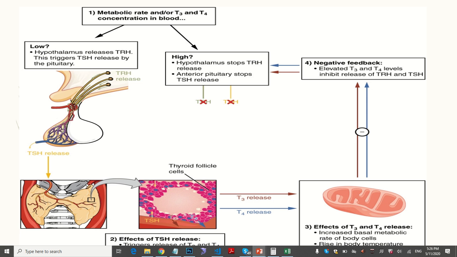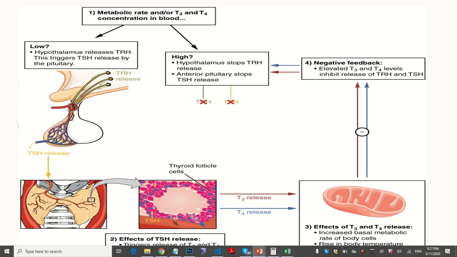As you can see here in this picture, if there is a low concentration of T3 and T4 in blood, it is going to cause the hypothalamus to release thyrotropin releasing hormone. It's going to sense the decreased T3 T4 in blood, and the hypothalamus is going to release thyrotropin releasing hormone, which is going to act on the anterior pituitary to release the thyroid stimulating hormone. This thyroid stimulating hormone is going to act on the thyroid follicular cells, and they're going to produce T3 T4. They're going to release it into the blood, and where the effects are mediated.